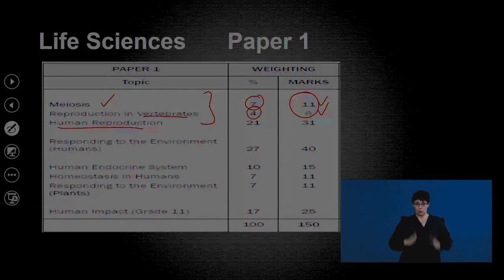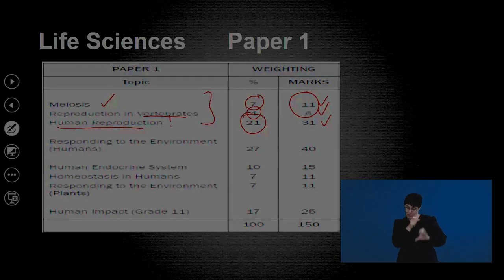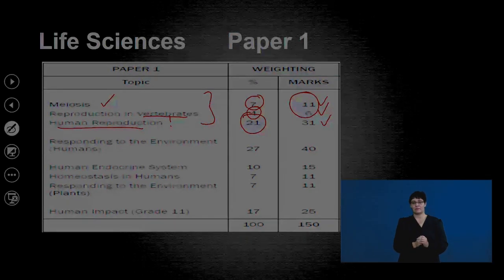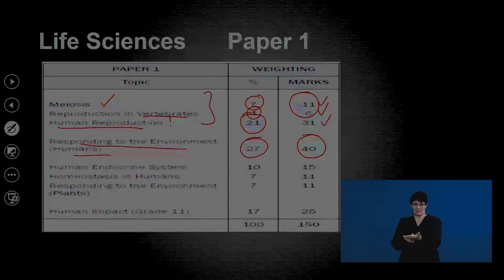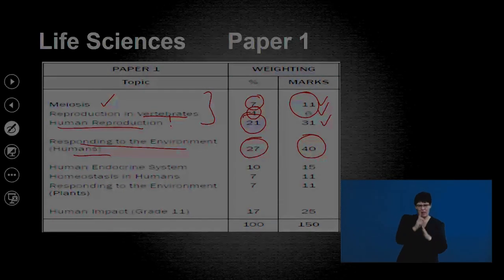Human reproduction is a significant portion of this exam. If you look at it, it makes up 21% of the exam, which is approximately 31 marks, and hence a lot of emphasis needs to be placed on this topic. The next section in this paper is the response of humans to the environment, and this talks about the nervous system, the structure of the eye and the ear. And again, a significant portion of this, probably the largest portion of paper 1. A huge 40 marks. And hence the examiner is going to spend a lot of time developing questions to address this specific topic. So learn well.